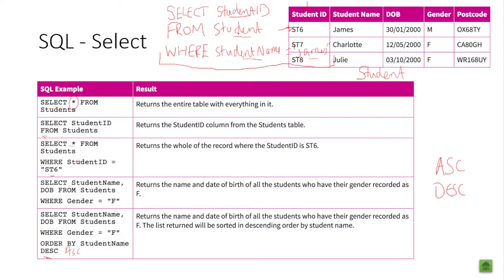Now, you can have multiple commands, select student name, date of birth. You could have order by. Order by is a command that I've seen used in exams. And where you've got select from where, add another one called order by. So order by the student name in descending order or ascending order. I've seen that in a few exam questions. So order by is the command. Order by. Okay.